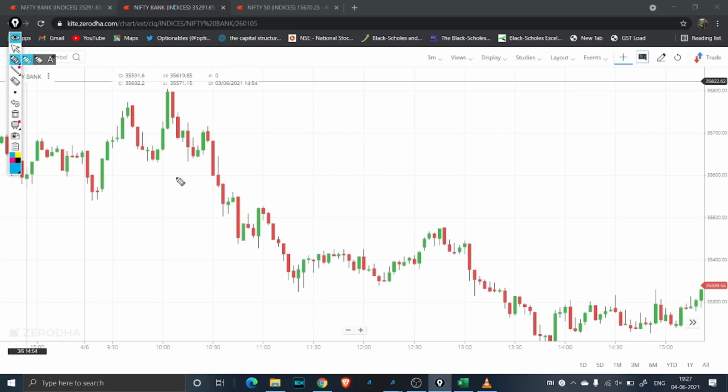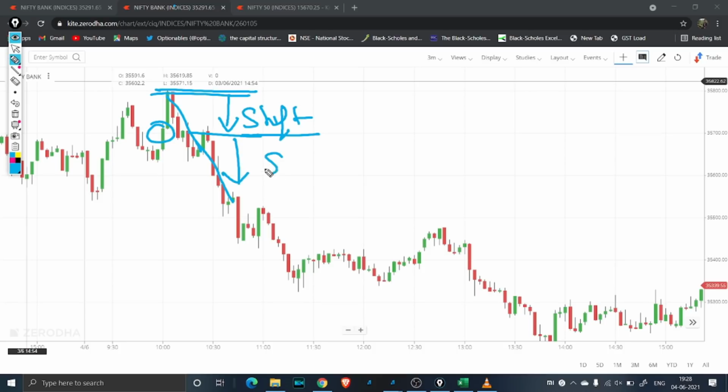So we took the trade around 10 o'clock, which is around here, and then so we had taken 35,800 short straddle. So we had done a 35,800 short straddle. The market started coming down, and as the market started coming down, I did a shift. So shift in call towards 35,700. So one shift, the market further fell. I did the second shift, that is towards 35,600, and then as the market further fell again, it hit the stop loss.